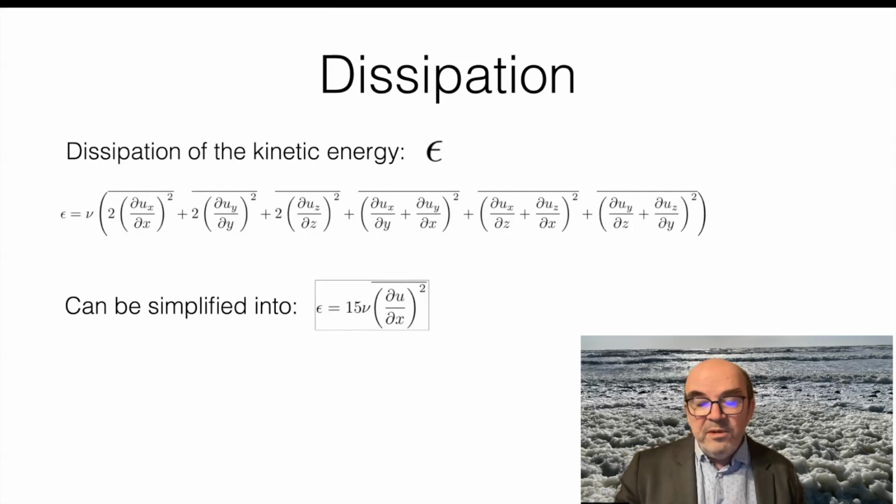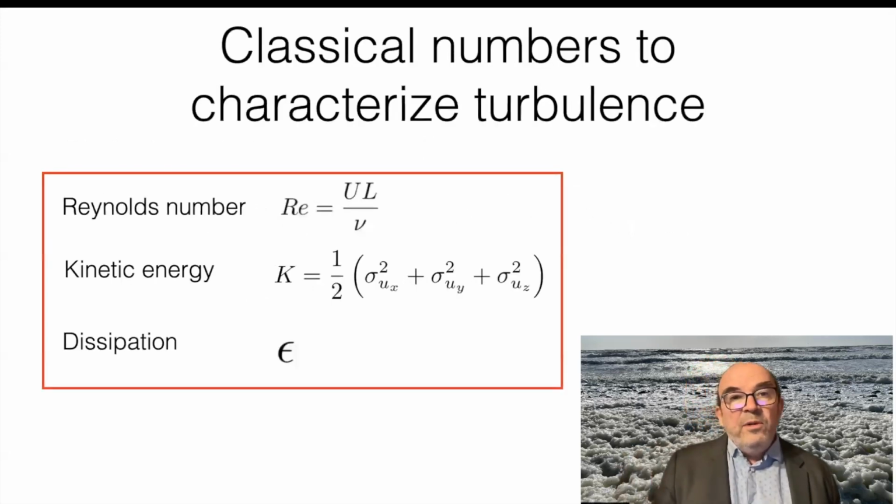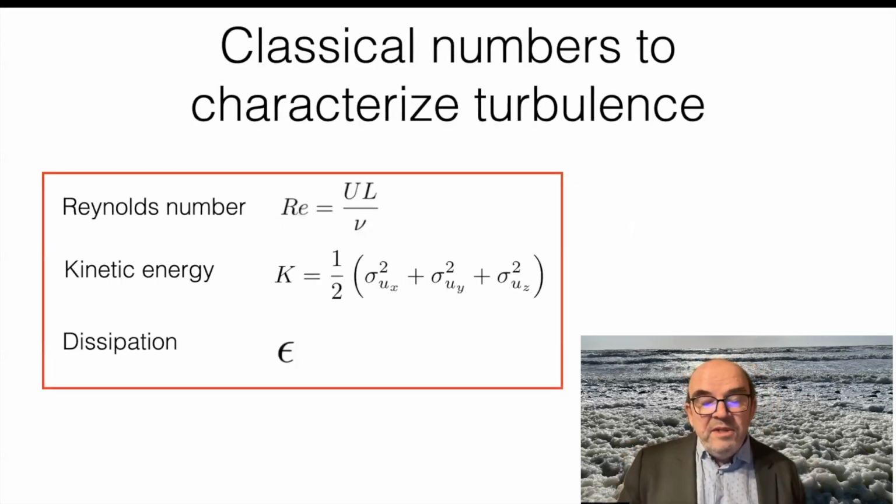So to summarize, you have 3 numbers that usually are given in order to characterize a turbulent flow. You have the Reynolds number, the kinetic energy, and the dissipation.